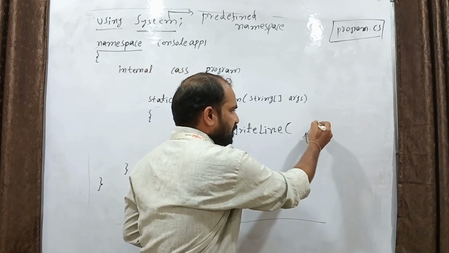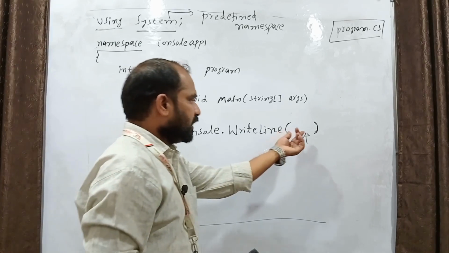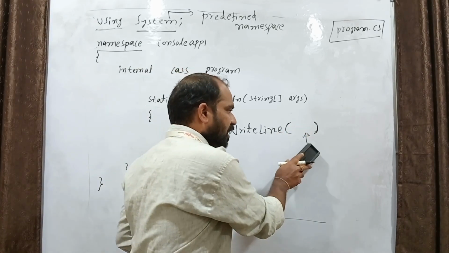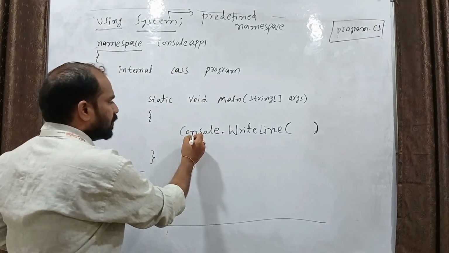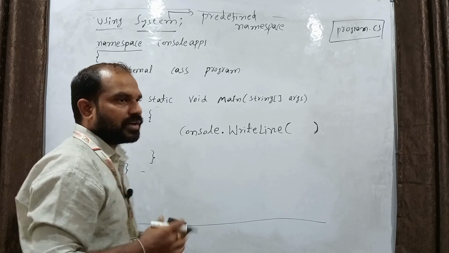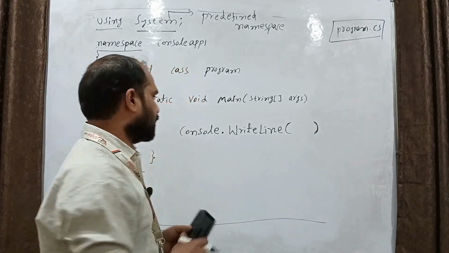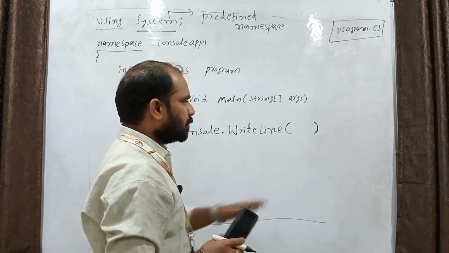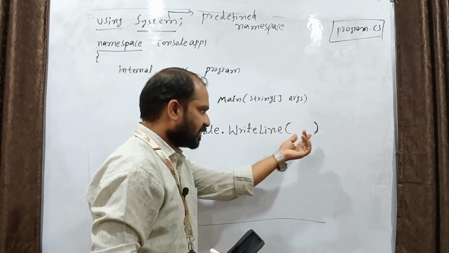Every method will consist of an opening parenthesis and a closing parenthesis. Inside of this opening and closing parenthesis, you need to pass the data which you want to print onto the console. Simply, console is the command prompt of your Windows operating system. If you consider Linux, it is called the terminal. So console is the command prompt, and on the command prompt we are going to print something, right? So the writeLine method will write the data where?